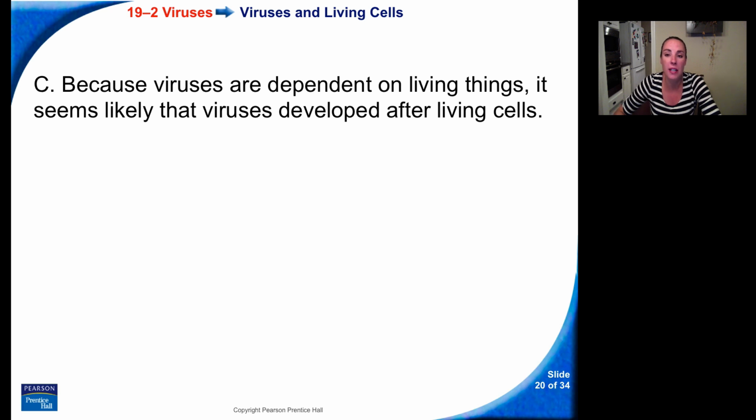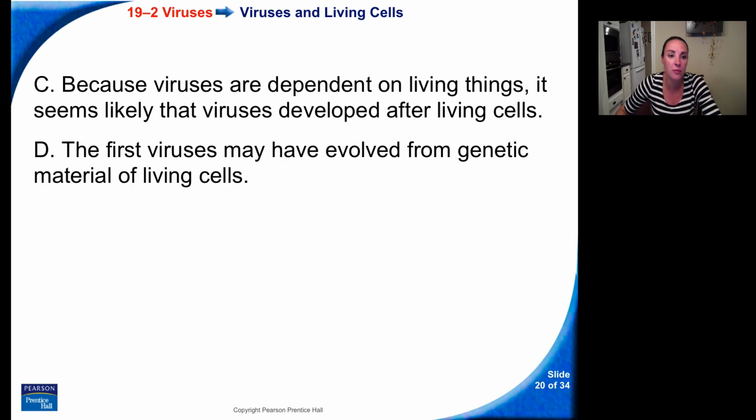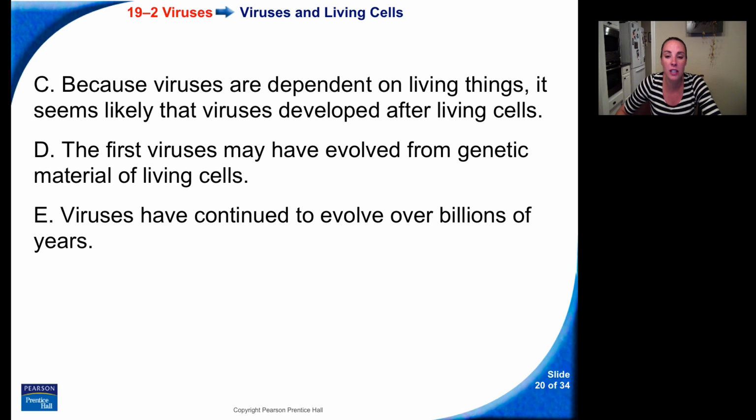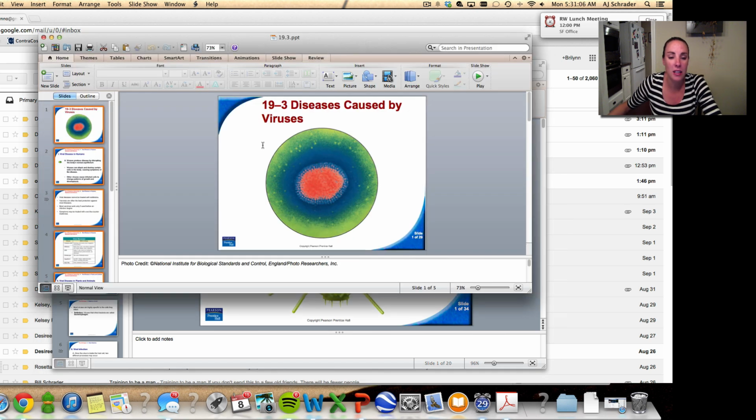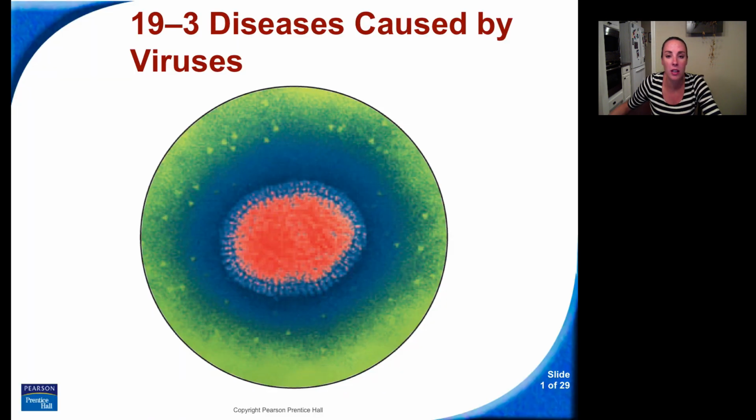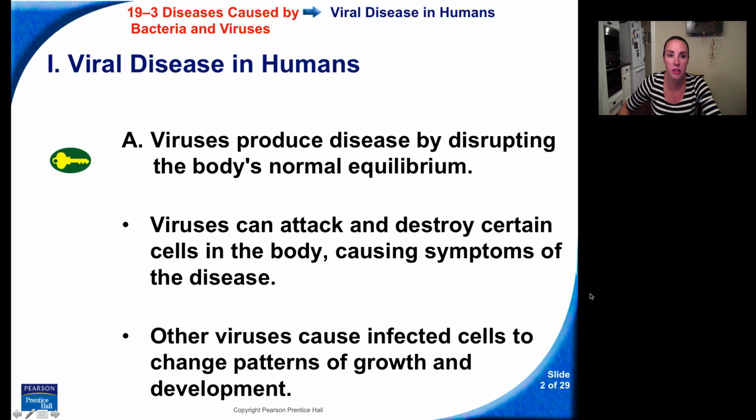Because viruses are dependent on living things, it seems likely that viruses developed after living cells. And the first viruses may have evolved from genetic material of living cells. Viruses have continued to evolve over billions of years and are still doing so. And last section, we're going to talk about diseases caused by viruses.